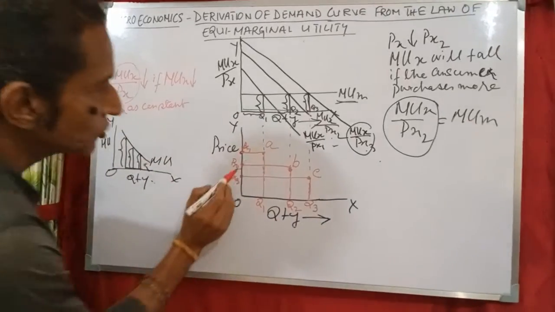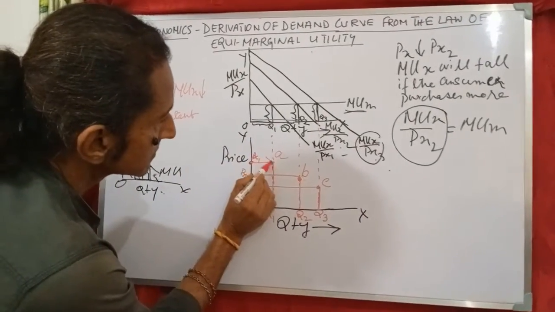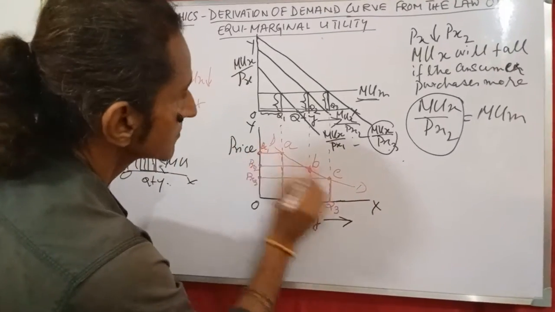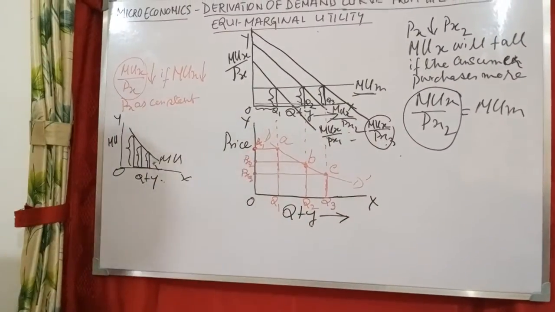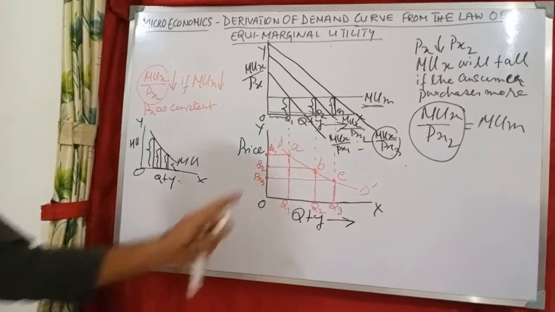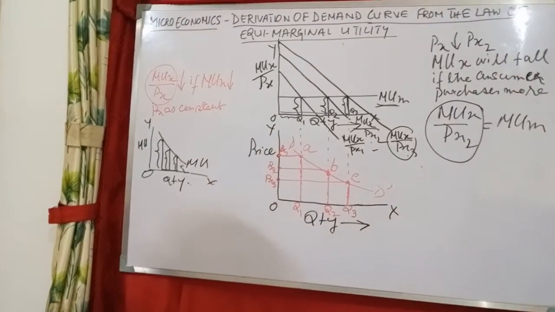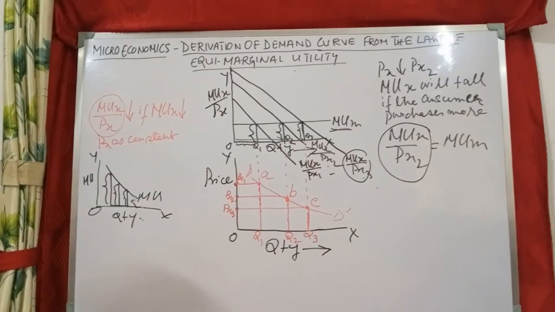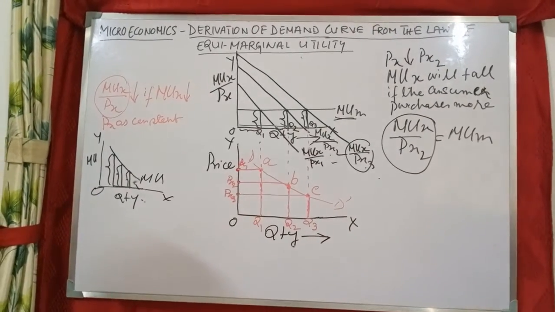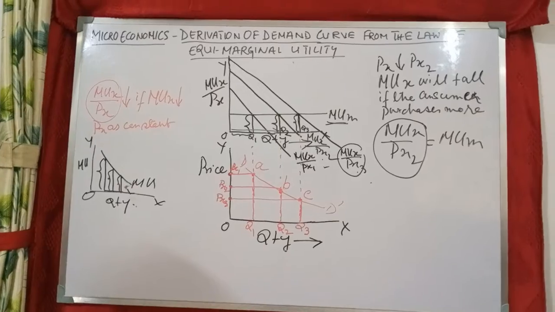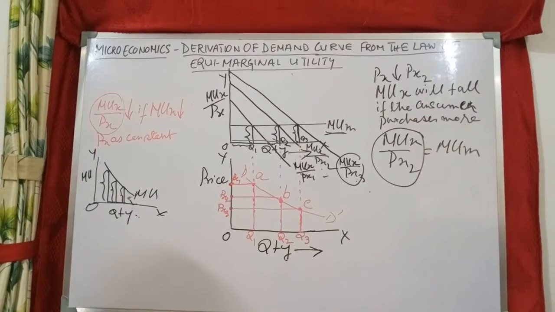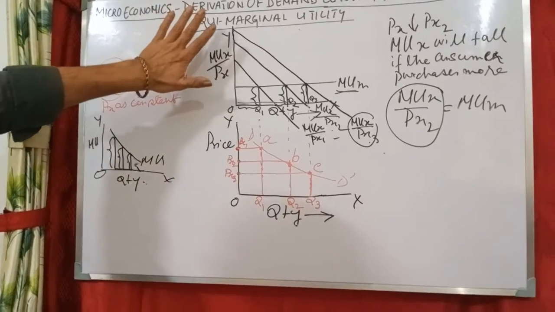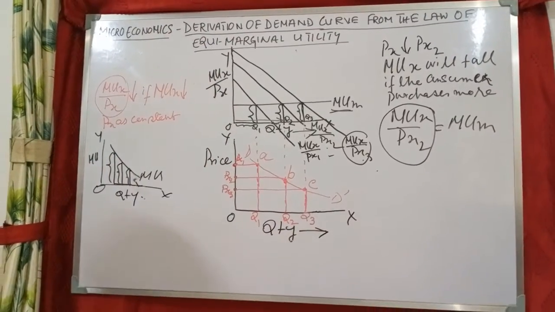Now the line joining these 3 points is the demand curve. The line joining these 3 points is the demand curve DD dash. So this is the way we can derive the demand curve from the law of equimarginal utility.